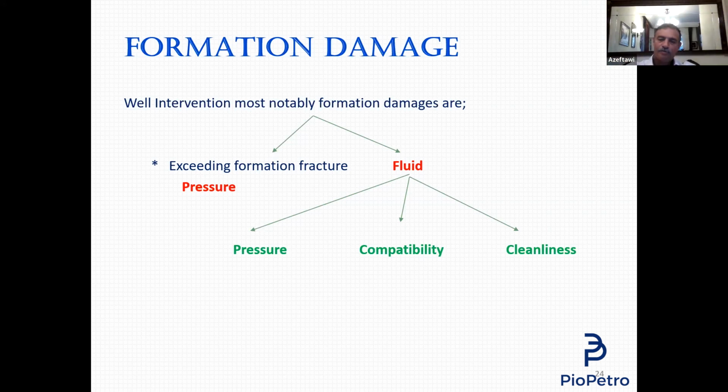The other thing is compatibility. If I have a jug of steel, I cannot fill it with acid because acid and steel are not compatible together. But if I have a plastic jug, plastic cup, I can fill it with acid, yes, because acid and plastic are compatible. So any fluid we are pumping into the well has to be compatible with the formation. Otherwise, it will damage it.